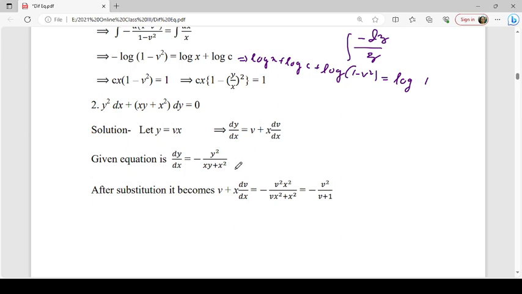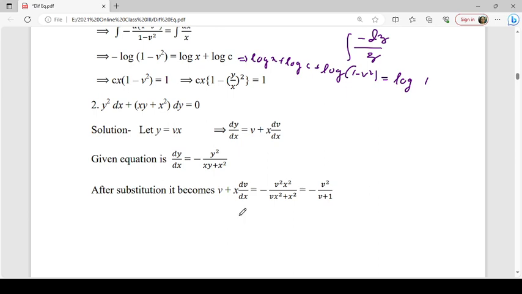We can now put y is equal to vx. After putting y equal to vx, it is v square x square, and this is x into vx, then plus x square. This x square will go, and the left-hand side dy by dx is substituted as v plus x dv by dx. So after cancellation it becomes a function of v alone.